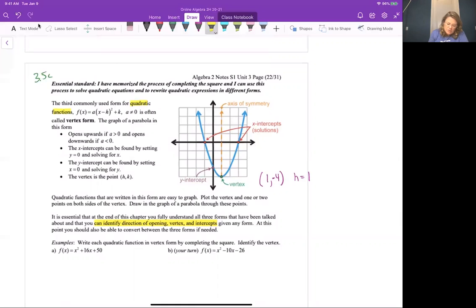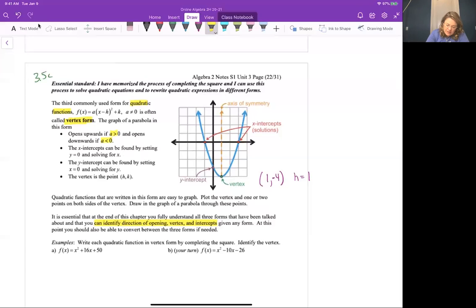f of x is equal to a times the quantity x minus h squared plus k, where a is something other than 0. This is often called the vertex form. Okay, this is the third form. We've had standard form, we've had factored form, and now we have vertex form. The graph of this parabola will open up if a is greater than 0 and down if a is less than 0.